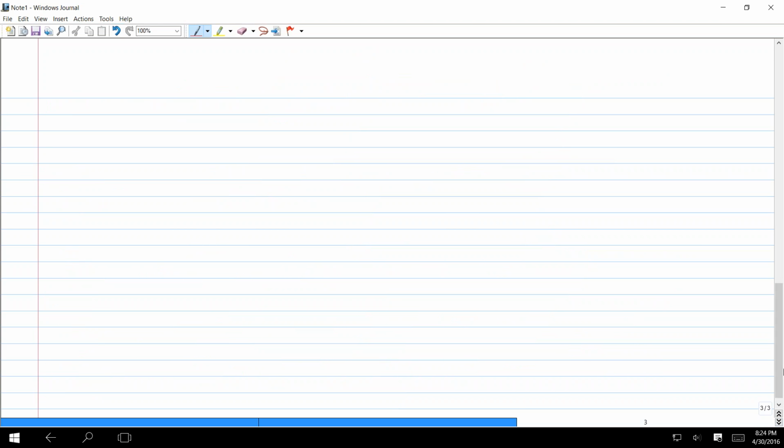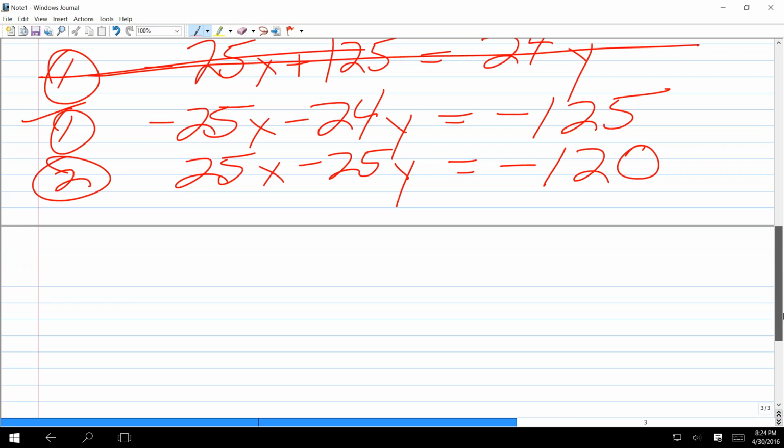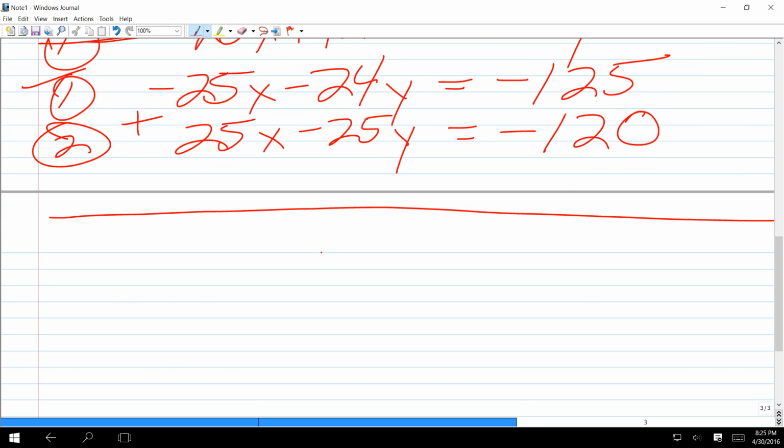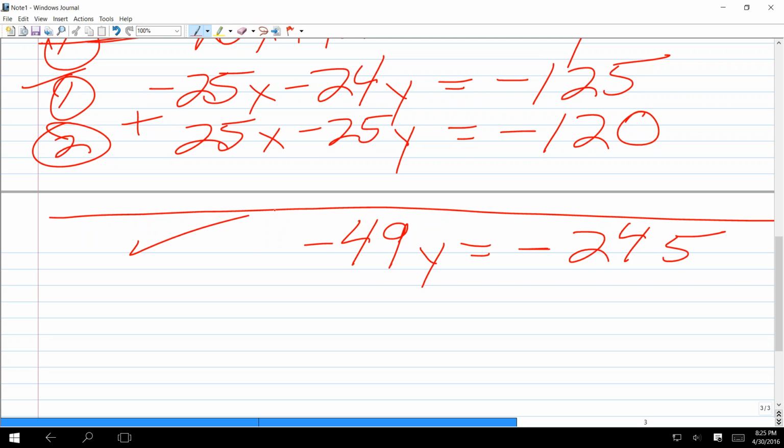But the beauty of my new equations, remember they're the same as the originals, I've just manipulated them a little bit, is now I can add these two equations and a variable goes away. The x gets eliminated. And I end up with minus 49y equals minus 245. Notice now I have one variable and I can solve for it. One variable in one equation you can always solve for.